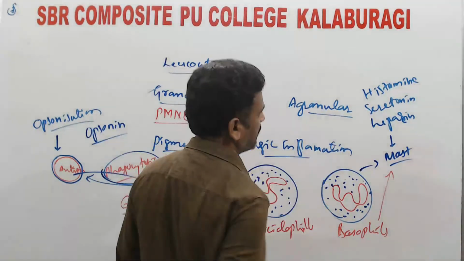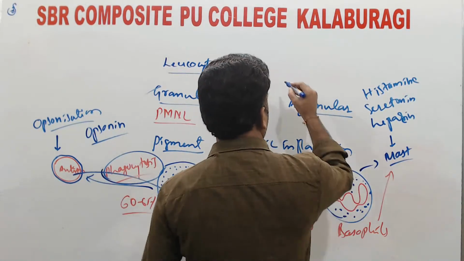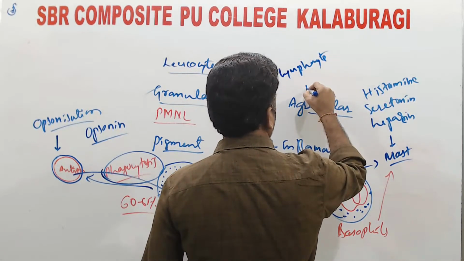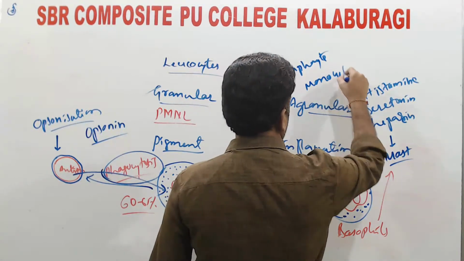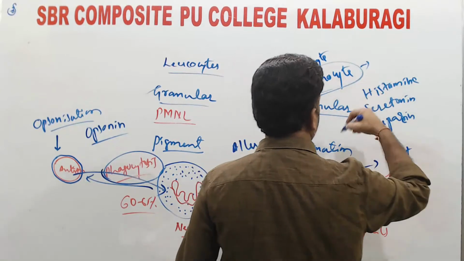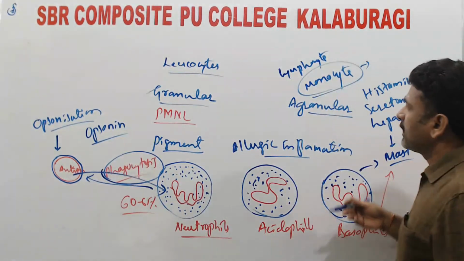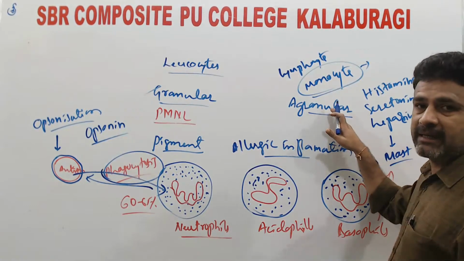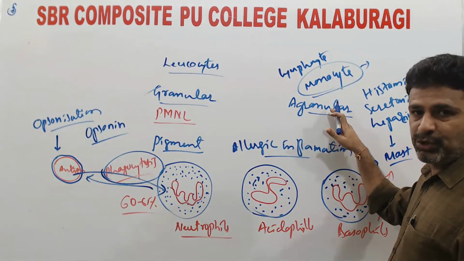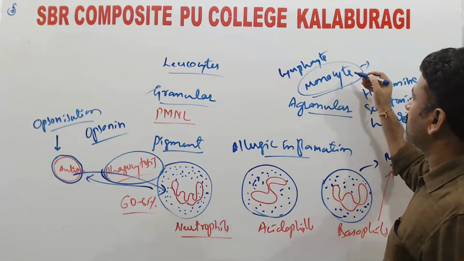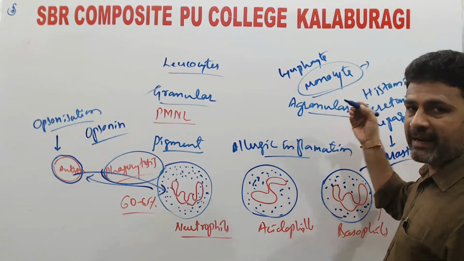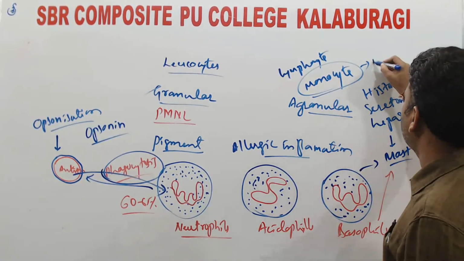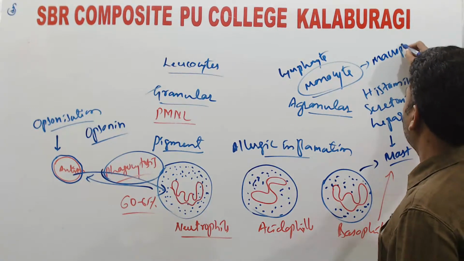But in the case of agranular leukocytes, we observe two types of cells, called lymphocytes and monocytes. These lymphocytes as well as monocytes are mainly produced within the bone marrow. The monocyte cells come out from the bone marrow and enter into the tissues, connective tissues, and are modified into macrophages.